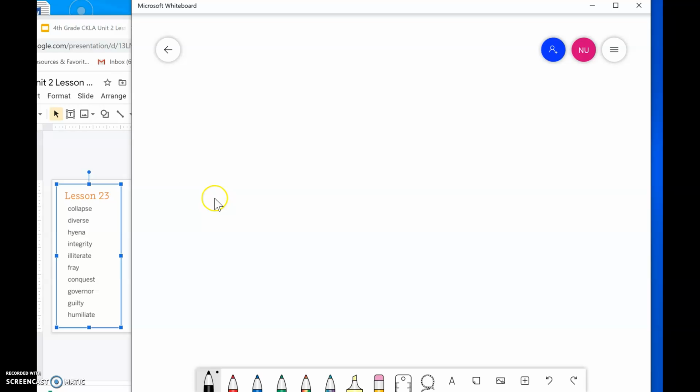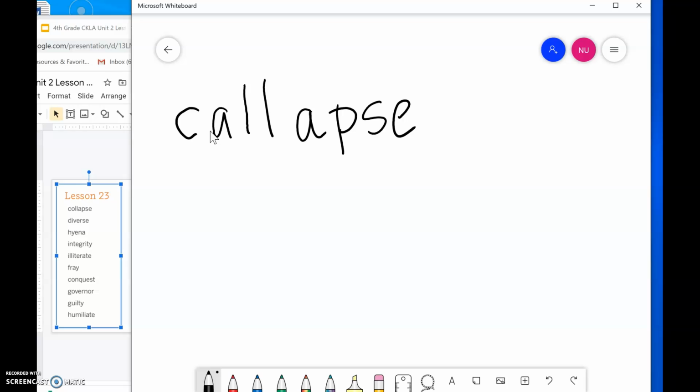So if I write the word collapse, if I think of the syllables, it's col-lapse. So there's really just one split. So if you think about, okay, how do I spell the first syllable? How do I spell the second syllable? So the first syllable is col. So it's just like a short vowel, c-o-l, just like it sounds.